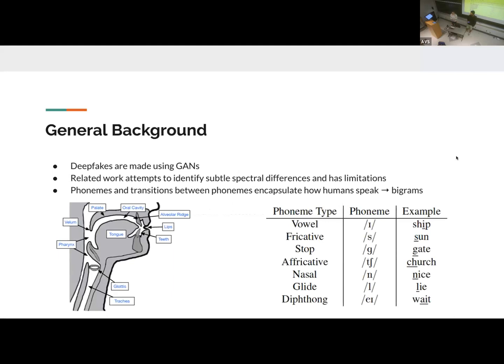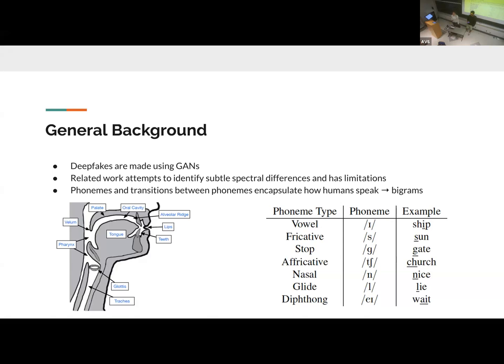Now for some general background information. Deepfakes are made using generative adversarial networks, which are a form of unsupervised learning that use two neural networks, a generator and a discriminator. The generator tries to fool the discriminator with artificially generated content, which indirectly trains the discriminator since they're working against each other. This paper chooses to use a novel approach to deepfake detection by using articulatory phonetics. So we'll provide a brief background on phonetics.